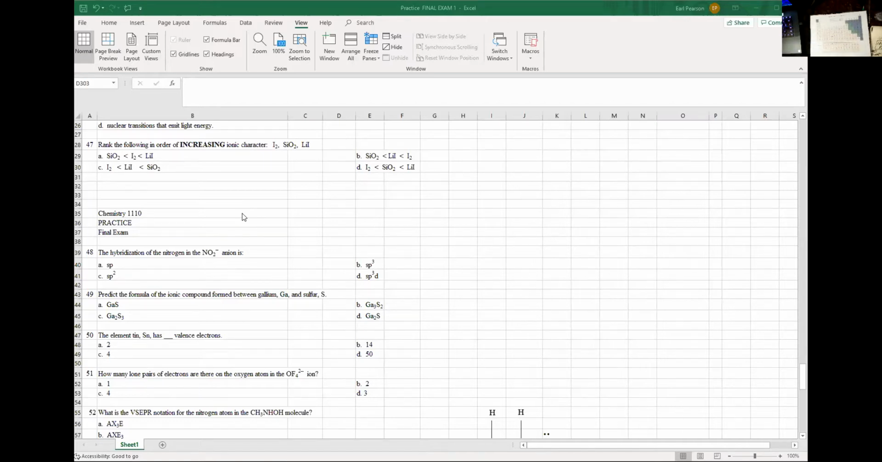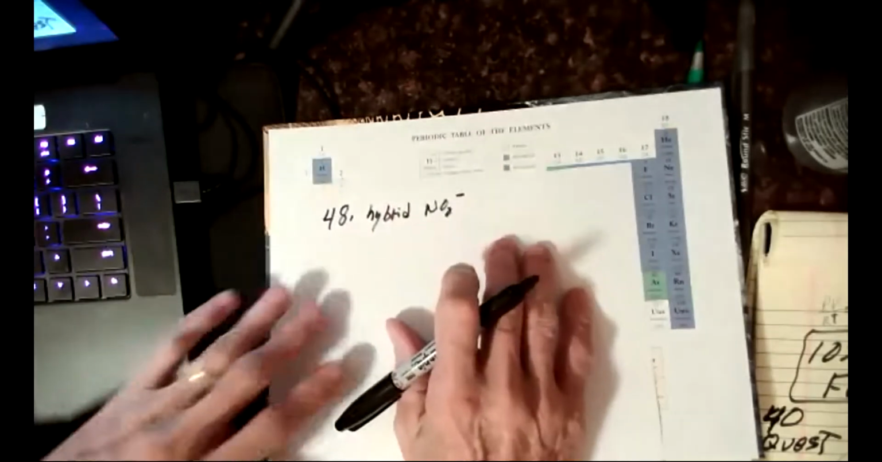And 48. The hybridization of nitrogen in NO2 minus. Yeah, I can think of lots of ways. This same question's been asked two or three times already. I do that sometimes on practice exams to have you practice the same thing over and over again. That sometimes is hard.